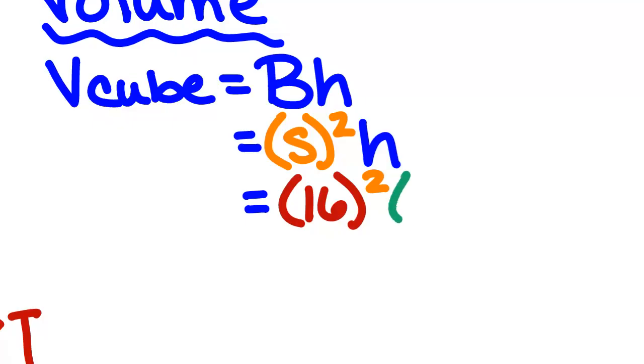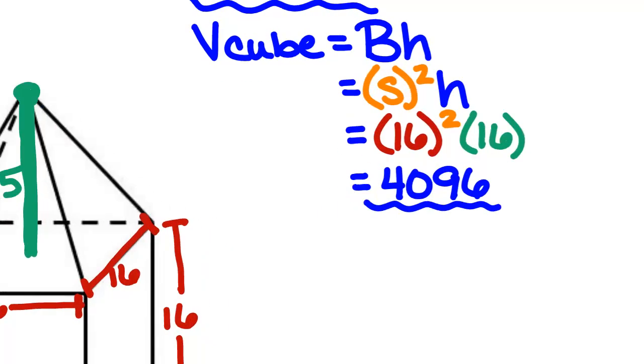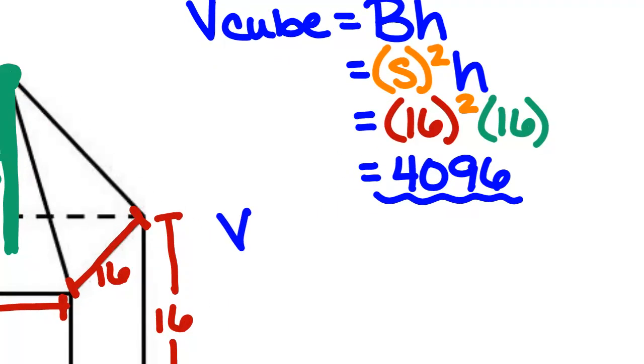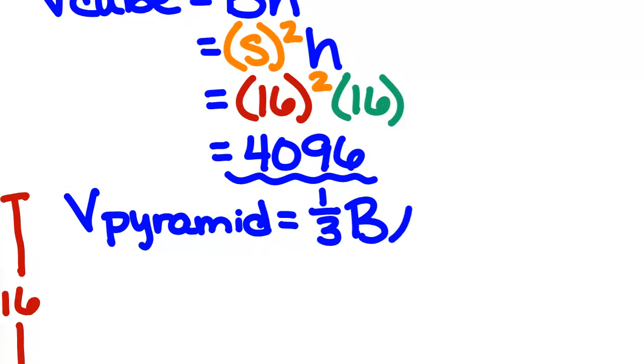16. On a cube, length, width, and height are all the same. So I have 16 squared times another 16, which comes out to be what? 4,096. All right, so there's the volume of our cube. Then we need the volume of the pyramid. This is 1/3 area of the base times the height.